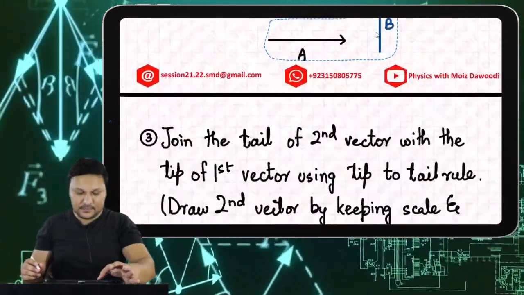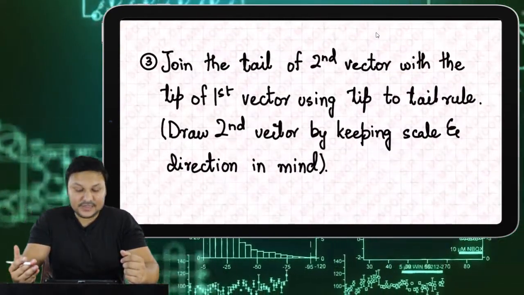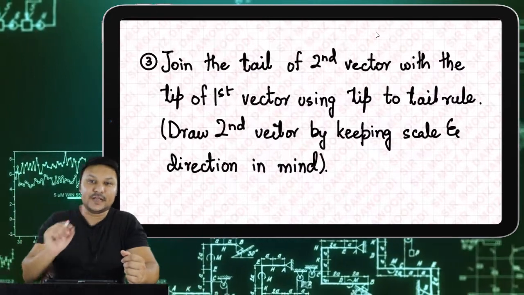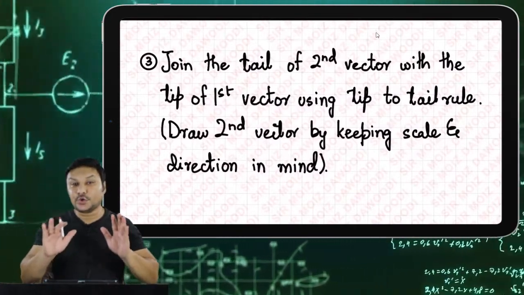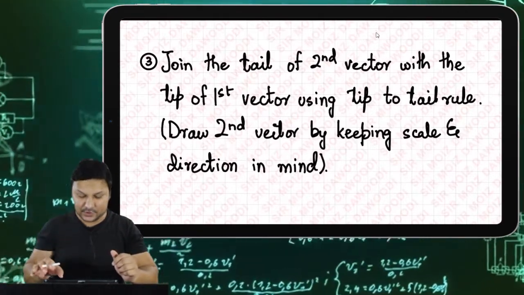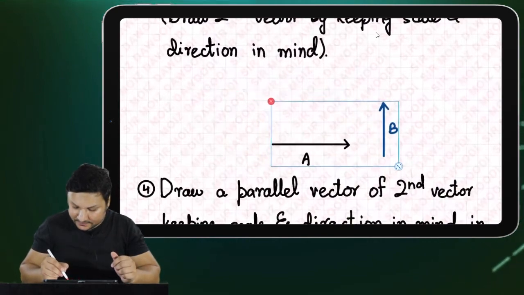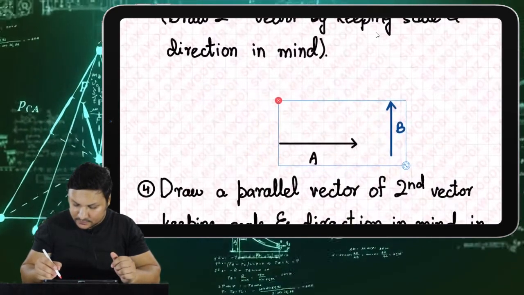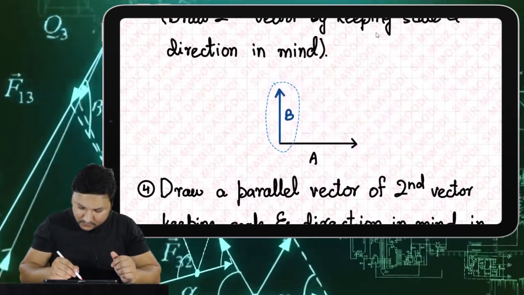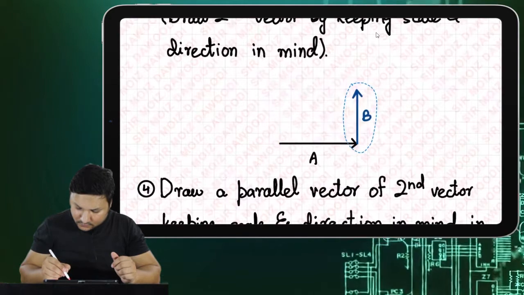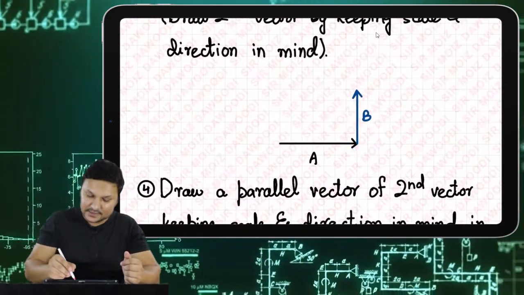Now, join the tail of second vector with the tip of first vector using tip to tail rule. And it should be clear in your mind that whenever you draw a vector, you should draw a vector with proper scale and proper direction. So what do I have to do? I just have to join the tail of second vector, that is vector B, with the tip of first vector like this.